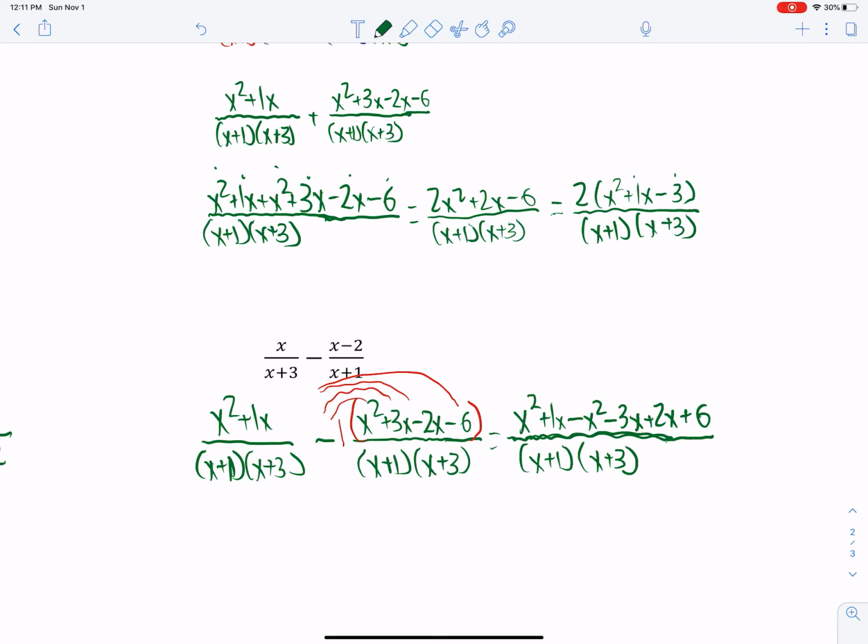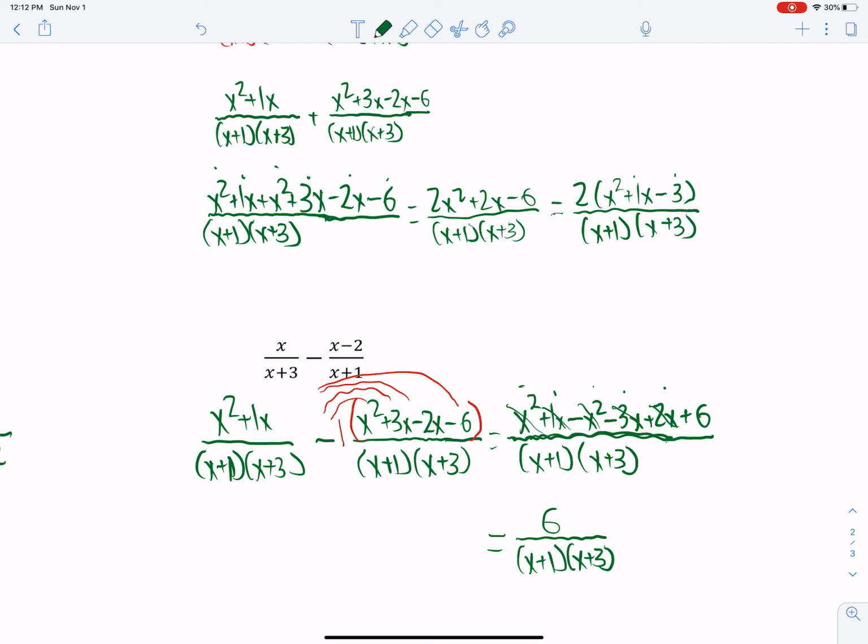Then we combine like terms. X squared minus x squared, they're opposites. They just cancel out. 1x minus 3x plus 2x, well, that ends up being 0x. So they all cancel out too. So the only thing we have left on the top is 6. And on the bottom we have x plus 1 times x plus 3.